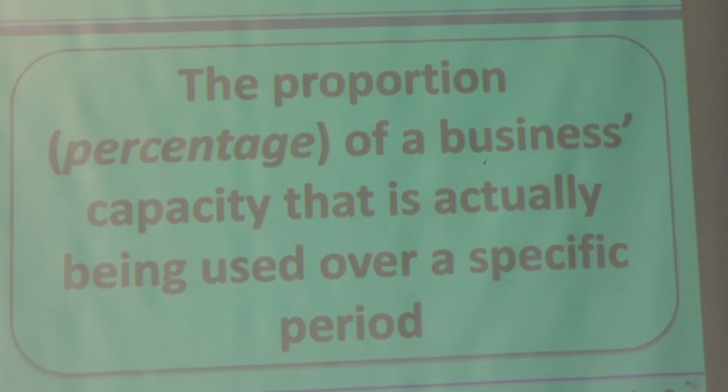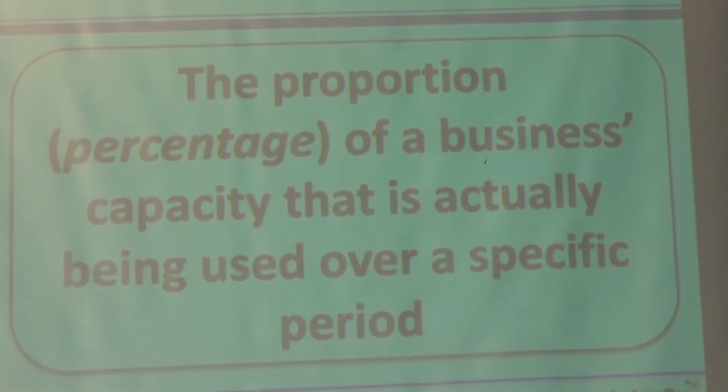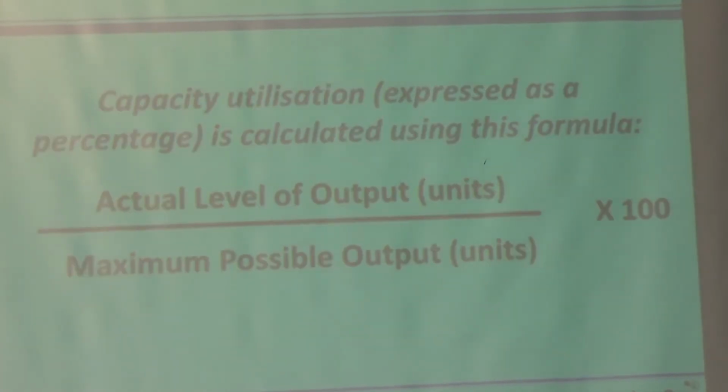Capacity utilisation is a percentage. So it's a percentage calculation, and what it does is compare the actual output that is produced or used with the potential. So for capacity utilisation, you clearly need to know both the actual output but also the capacity, the potential output. We calculate capacity utilisation as a percentage, and the way we calculate it is to first divide the actual level of output in units by that potential output, the capacity, also in units.